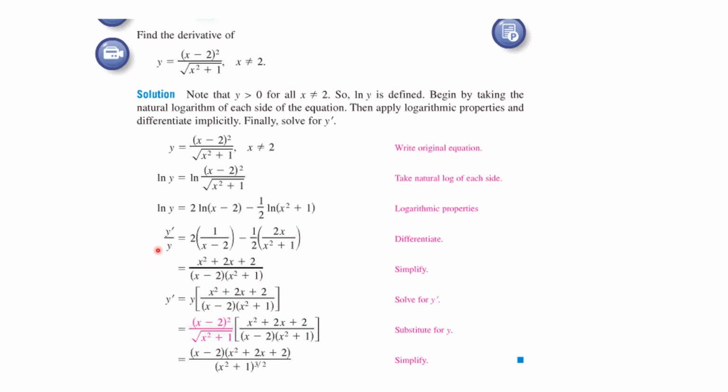Now I can simplify that a bit, which is what happens here with common denominators. So I have y prime over y is equal to this expression, but now I can multiply both sides by y. So y prime is equal to y times all of this expression. But y, going back to the beginning of the problem, was this. So I can put that expression there in front, and I can simplify, and I get this.